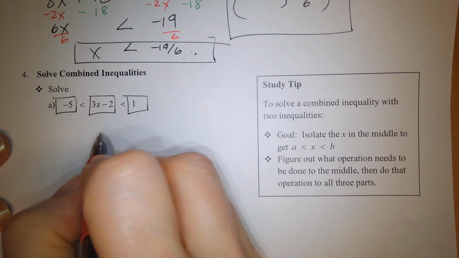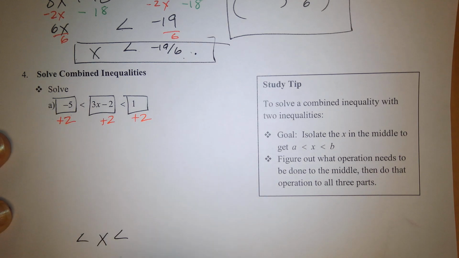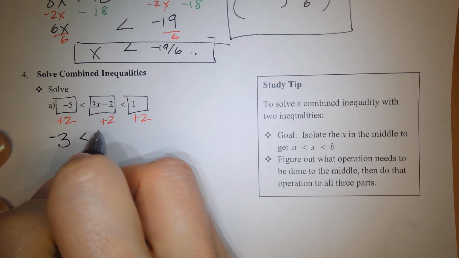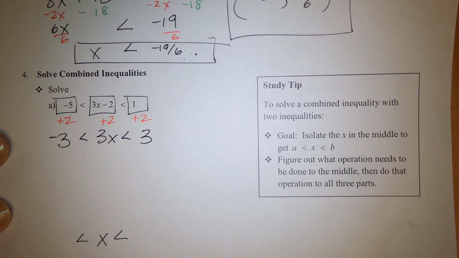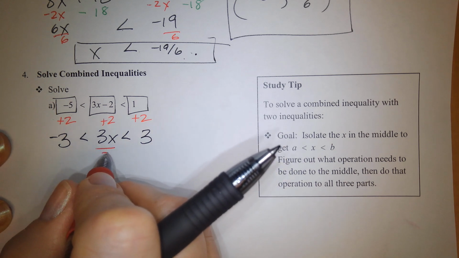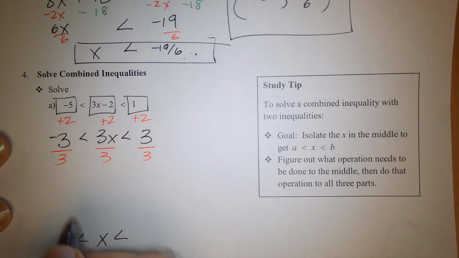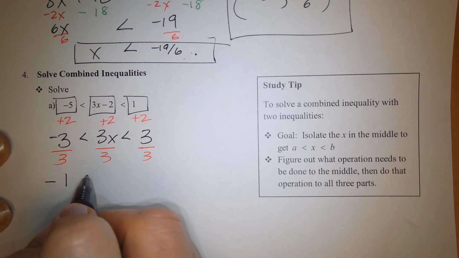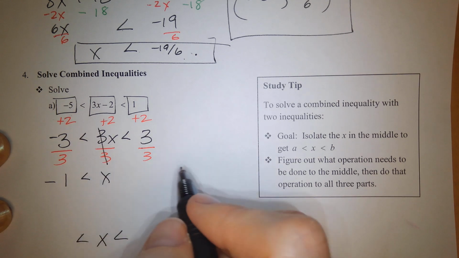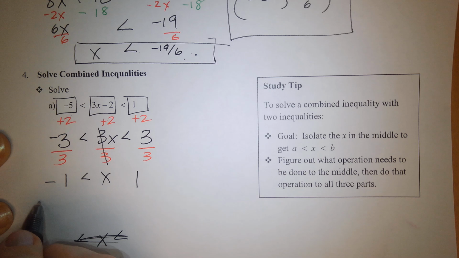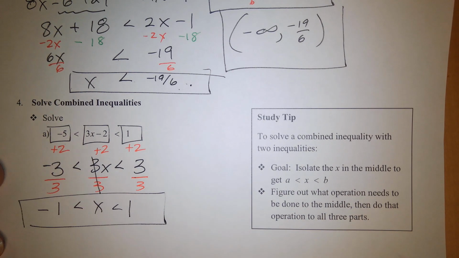So in this case, I'm going to add 2 to start with. So when we add 2, we're going to get negative 3 is less than 3x, which is less than 3. Then we're going to divide everything by 3. So we're going to divide by 3 to all three parts. So that gives me negative 1 is less than x, since those cancel, which is less than 1. So this is our inequality of which we solved for.